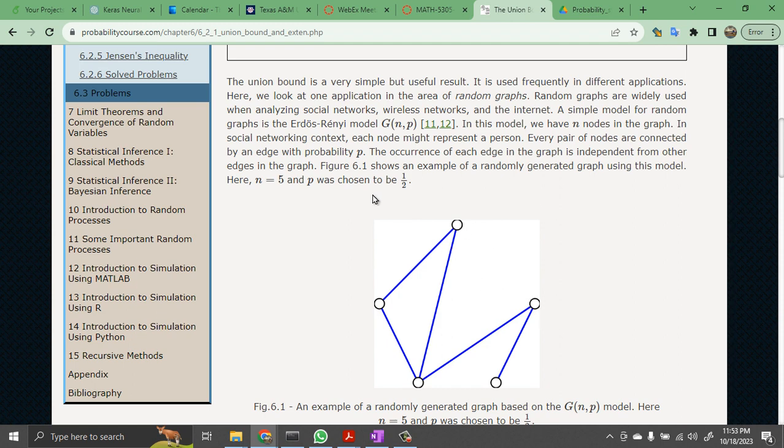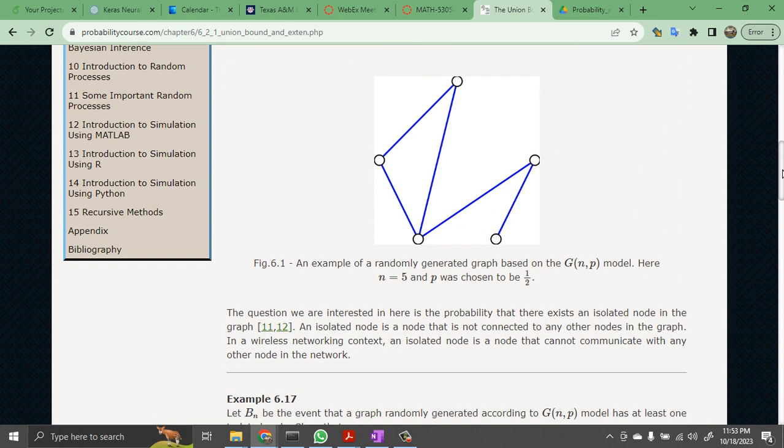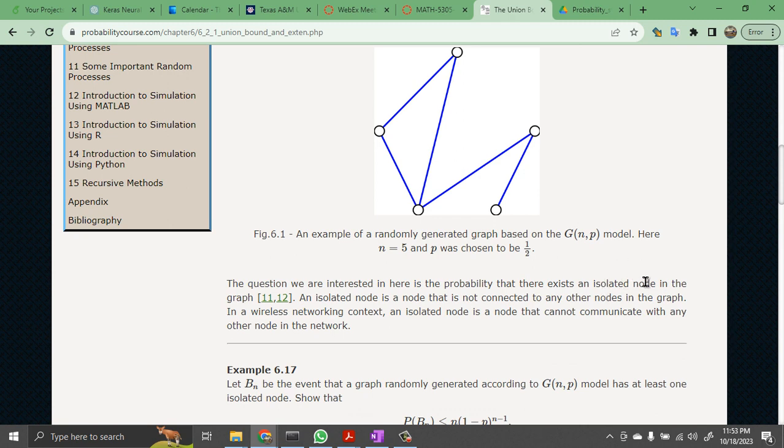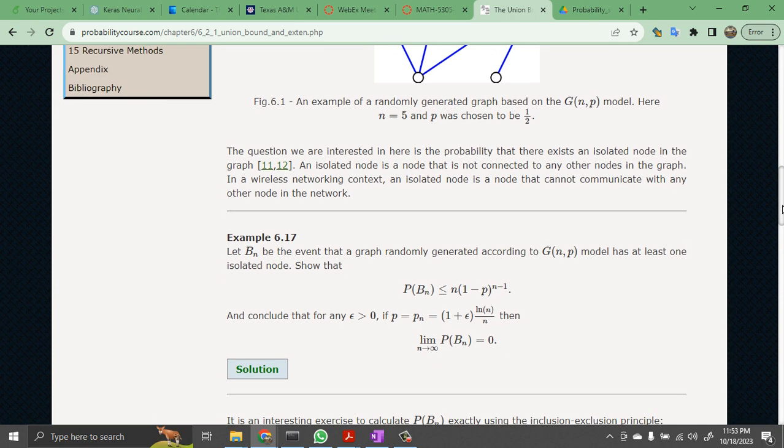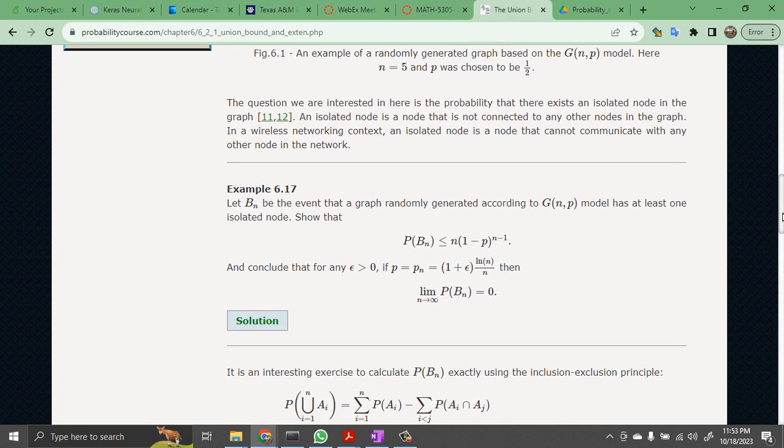Okay. So here's one example where p is chosen to be 1/2. Of course, if p is smaller, then you're going to have a graph with fewer edges. And when p is equal to 1, you have all the edges drawn, and that's called a complete graph. All right. So the question is, what's the probability that there exists an isolated node that's not connected to anything? Okay. So that's the idea. So you can find a bound for this probability using the idea that we just had.